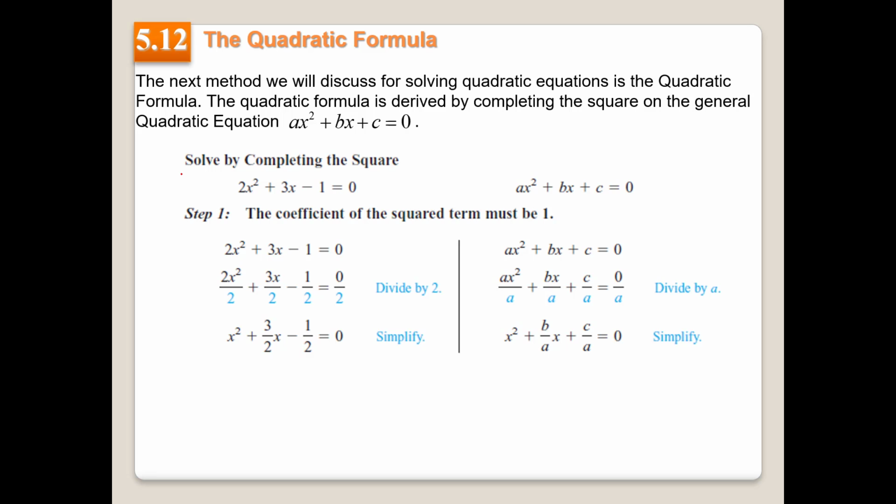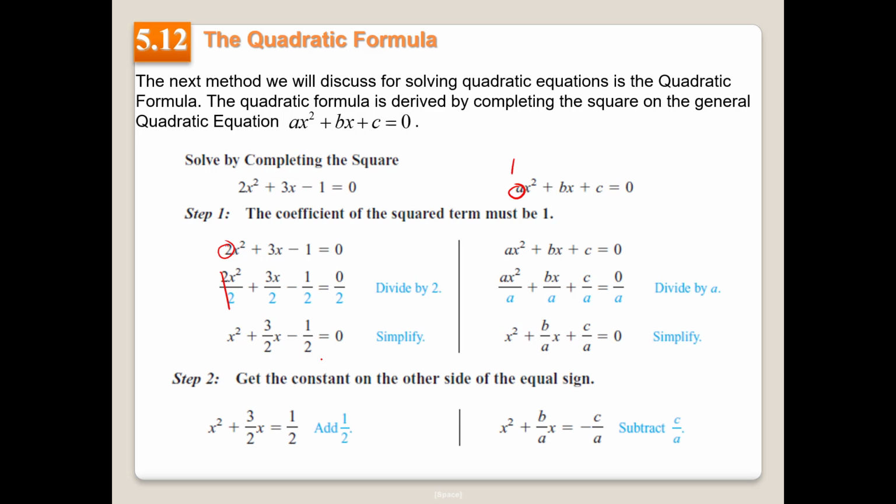In other words, our a value right here needs to be 1. Well, we have a 2 here, so we had to get rid of it. We got rid of that, and we're left with 1 there, and then 3 halves x minus 1 half equals 0. Now let's get the constant on the other side of the equal sign. We added 1 half to both sides, in which case I got 1 half on the right here, and 3 halves x over there.